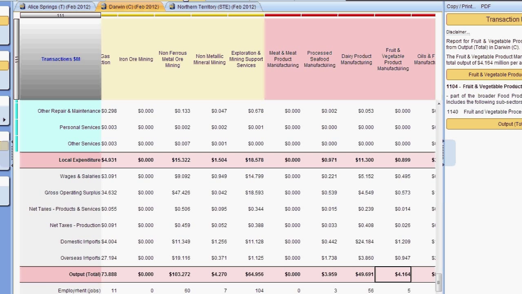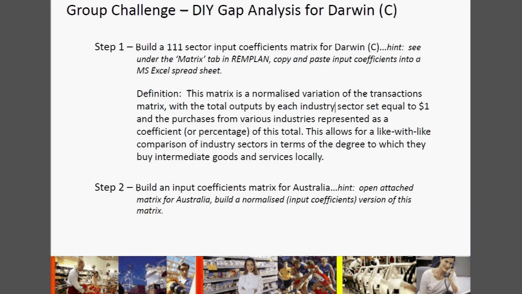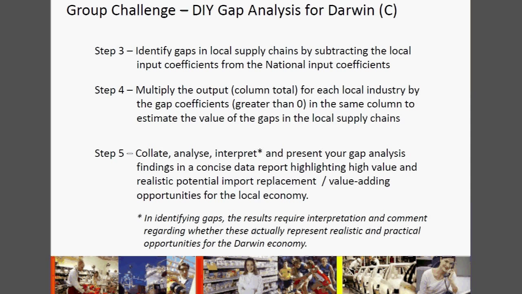Now, all of those steps are detailed here in this presentation. I'll just quickly go back to the previous slide. So step one, and then step two, so building those input coefficients for Australia. Step three, and then multiply the output. This is step four, multiply the output column total for each local industry by the gap coefficients, of course the ones that are greater than zero.